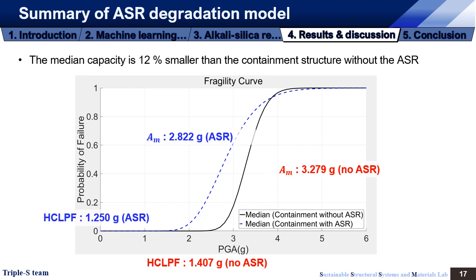Next is the analysis result for the ASR degradation model. From the seismic fragility analysis, we can see that the median capacity of the containment structure decreases about 20% when we consider the alkali-silica reaction model.